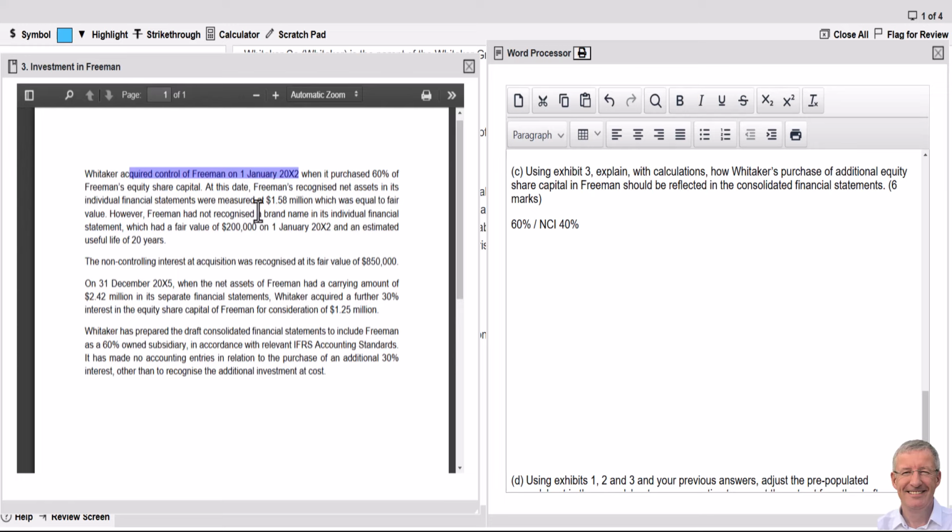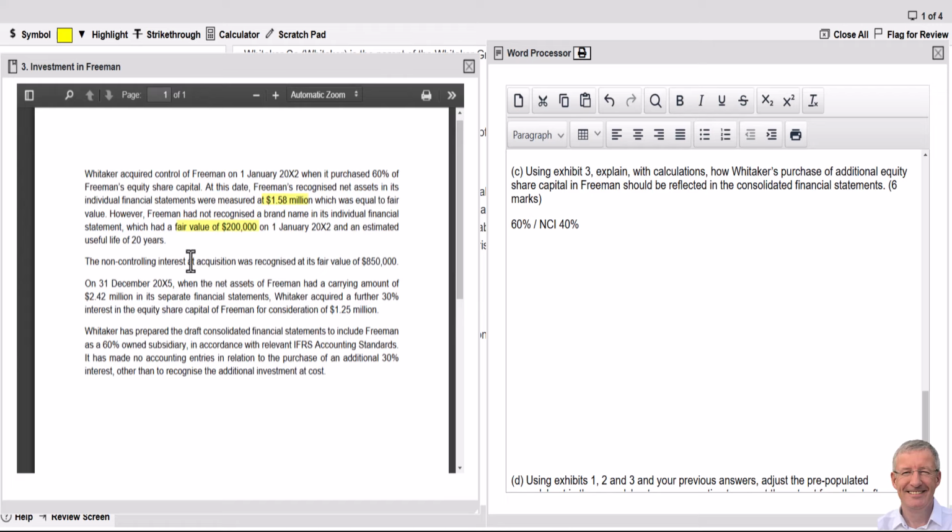Now, at that time, the net assets were 1.58, but that's not quite the full story, because when the net assets were 1.58, they also had a brand name that had a fair value of 200,000. So we've got to be aware that we're given at the date of acquisition both the net assets and the fair value, presumably. I don't know what we're going to have to do here.